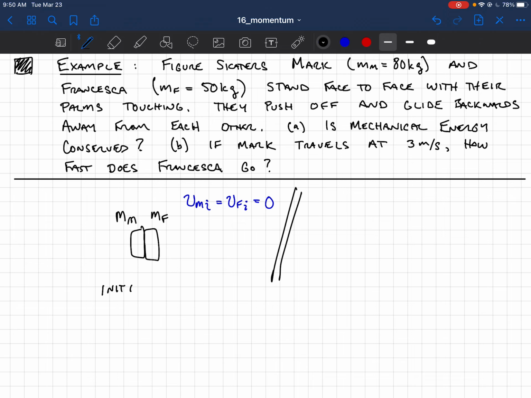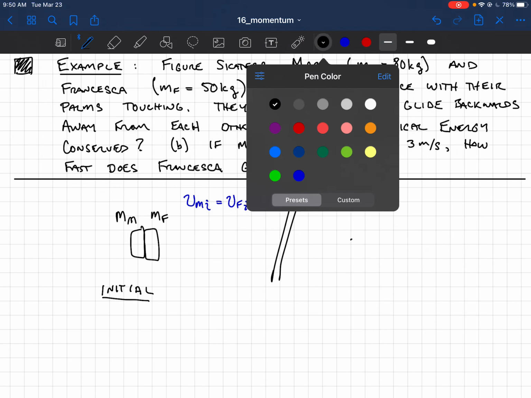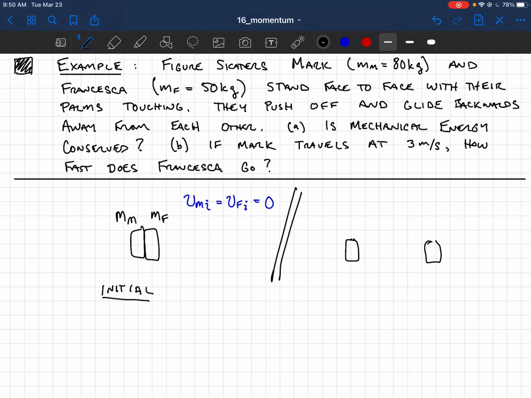So that's our initial situation. Remember that the general method here is we draw a picture for the initial situation, and then we draw a picture for the final situation. So in the final situation, they're separated, they push off each other, and they get velocities. So V Mark final, we're told, is equal to 3 meters per second, and V Francesca final is unknown. We don't know what that is.